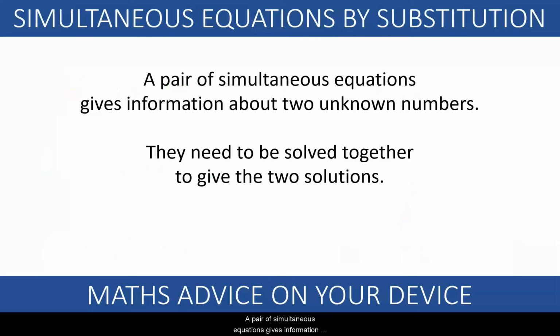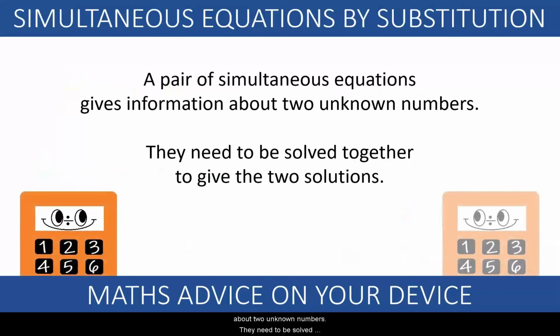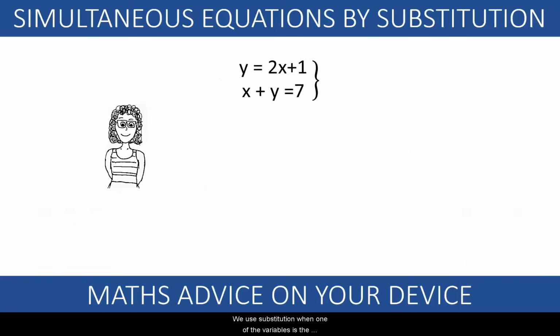Yes, a pair of simultaneous equations gives information about two unknown numbers. They need to be solved together to give the two solutions. We use substitution when one of the variables is the subject of one equation. This is because then we can easily replace this into the second equation.